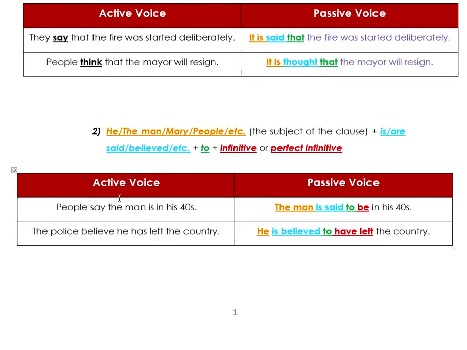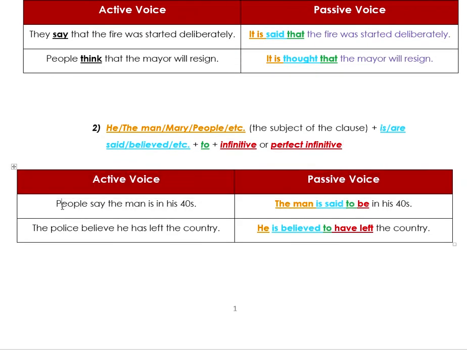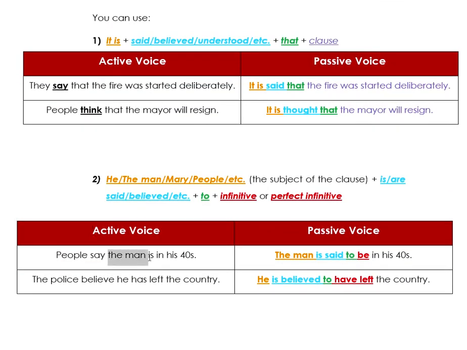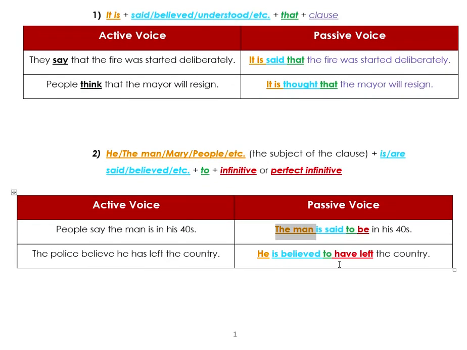It is very easy. Okay, look at the example. Active voice, passive voice. People say the man is in his 40s. Nuestro sujeto en lo que va a ser la voz pasiva va a ser este. Lo que está después del verbo. Del verbo say o del verbo believe, del verbo think, del verbo report, etcétera. So, the man, we have to use is or are, in this case is because we have one man. The man is said, acá como tengo say, yo utilizo said, to be in his 40s.